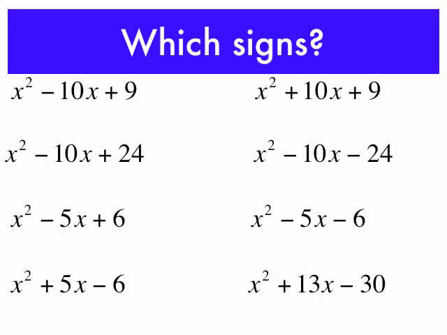Okay, so for this first one, x squared minus 10x plus 9, the first place I look is at the 9. 9 is positive. That tells me I either have two positives or two negatives. I know which one by looking at the middle term. Negative 10x is negative, so that tells me I have an x minus and an x minus. Okay, let's go over to the next one, x squared plus 10x plus 9. The first place I look is at the 9. That's positive, so I either have two positives or two negatives. I'll decide which one by looking at the middle term. The middle term is positive, so I have two positives.